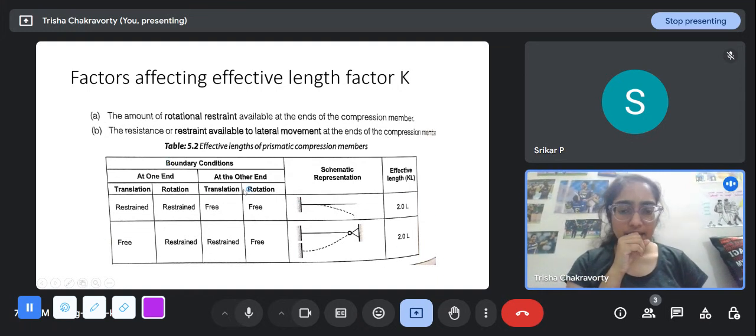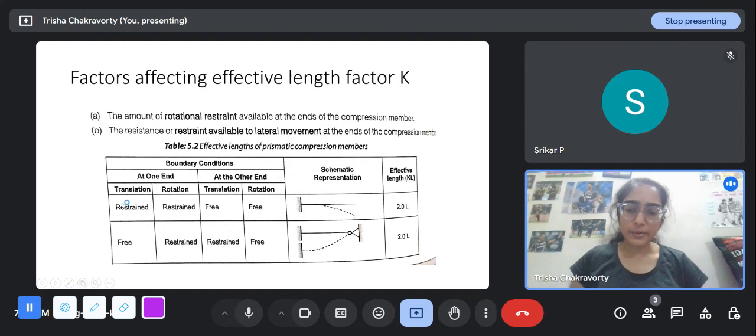If one end is restrained and the other end is free, like a fixed-free cantilever beam, then the effective length is 2L. If it is free on one end and restrained on the other, see, this is the translation and rotation. The translation and rotation are mentioned separately here.